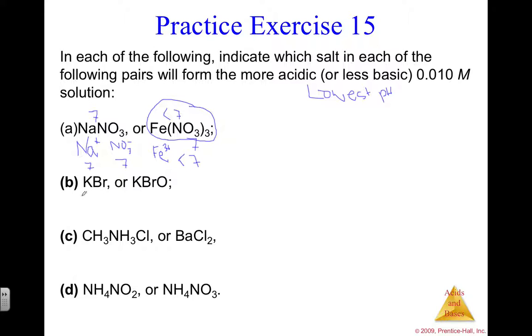Okay, so hopefully you had a chance to think about these. I'm going to start by writing out the cation and the anion. So K+, Br-. Over here, KBrO. This might be a little bit confusing if you haven't thought about these polyatomic anions in a while. So what I want you to recognize is the fact that you know that potassium is K+. That means that BrO is a polyatomic anion, BrO-.